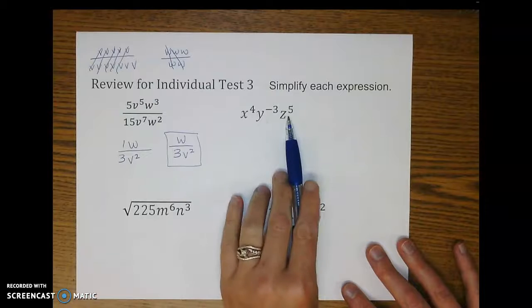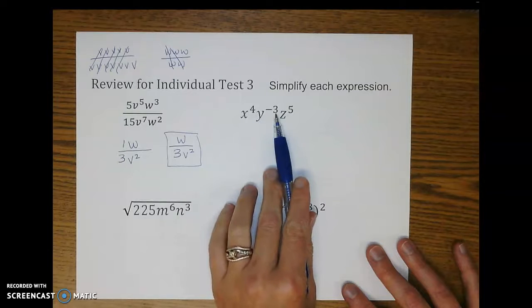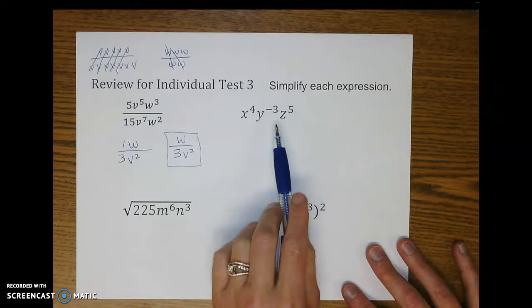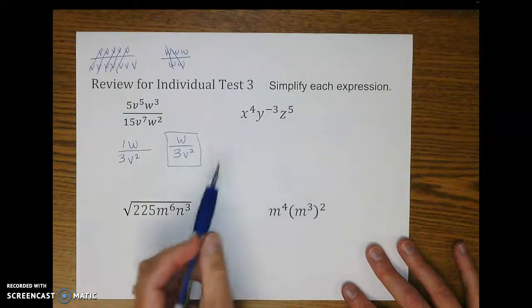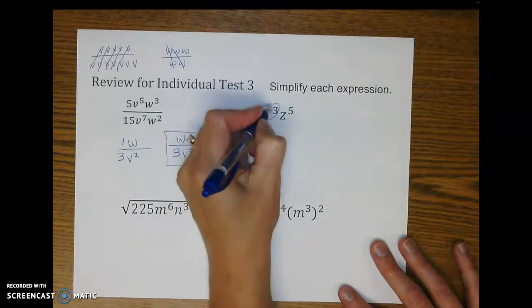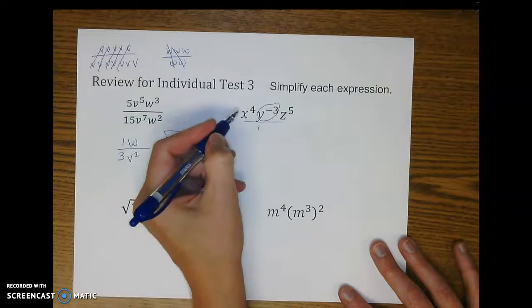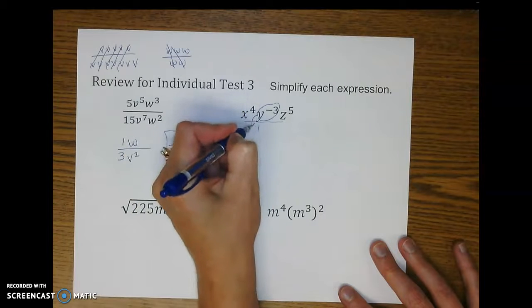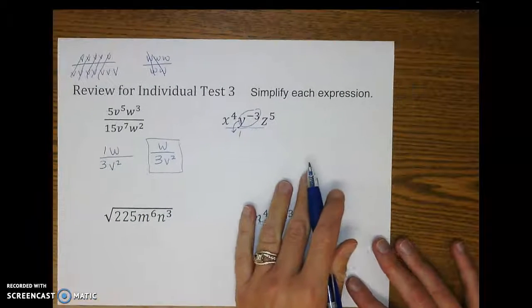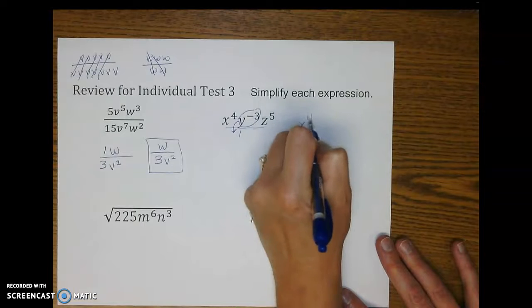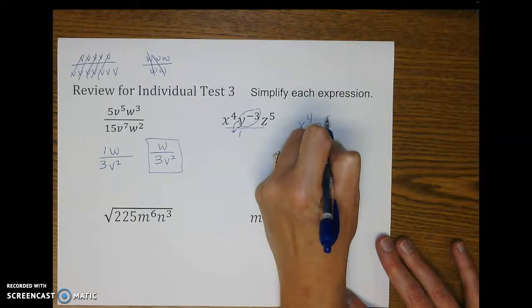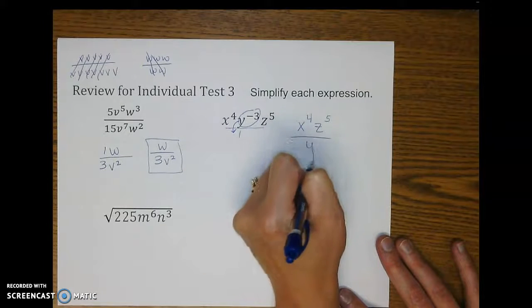Okay, this one here, I don't want any negative exponents. Typically, your directions would state that. So we need to rewrite this so that we don't have any negative exponents. So this one here, remember that this is all over 1, right? Anything divided by 1 is the anything. So this is going to move down, and everybody else is going to stay put because they have positive exponents. So x to the 4th, z to the 5th, all over y to the 3rd.